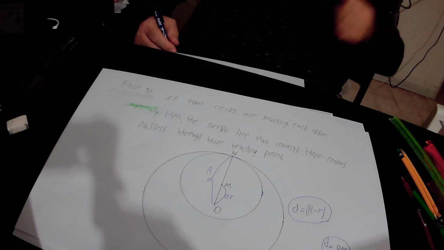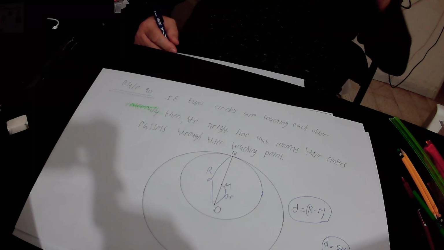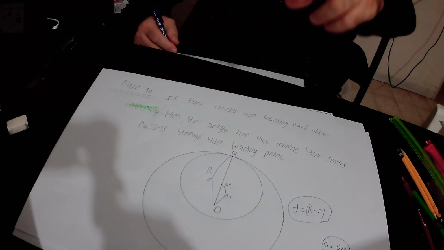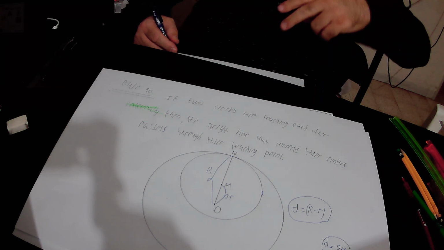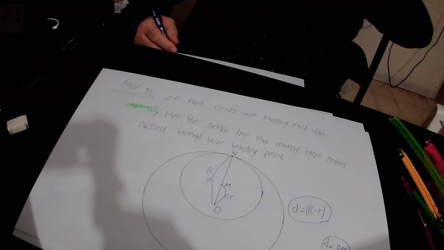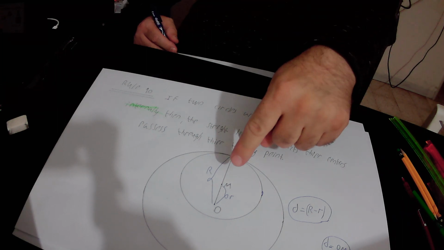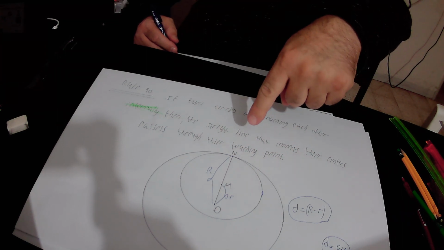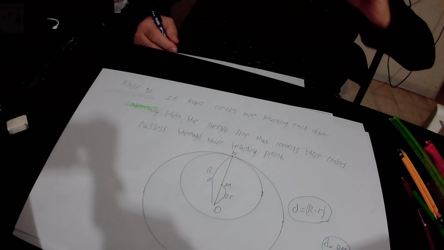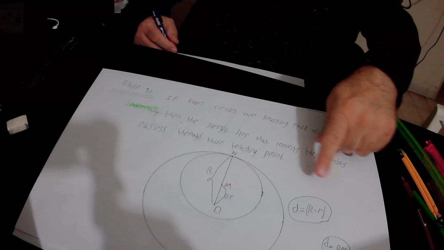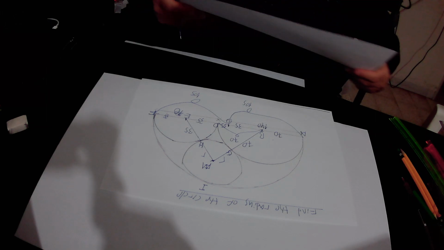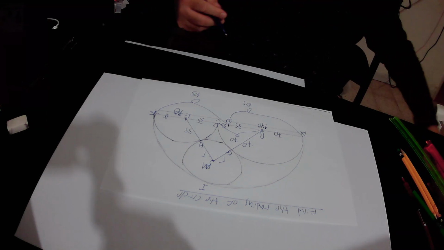So I repeat again, if two circles are touching each other internally, then the straight line that connects their centers together must pass through their touching point, and the distance between their centers, that is to say D, which is equal to OM, equals the radius of the big circle, capital R, minus the radius of the small circle, small r. D equals capital R minus small r. So we can implement rule number 10 in our drawing.